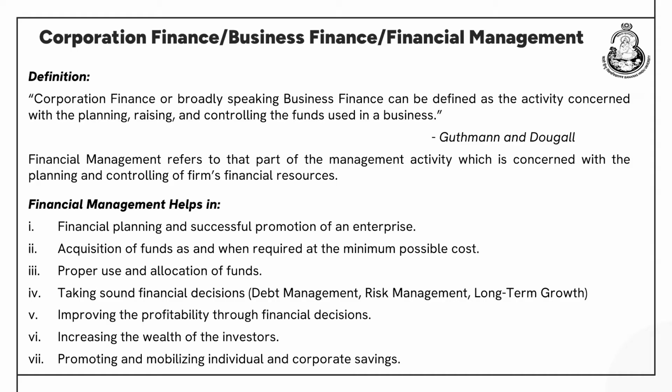Okay. And financial management refers to that part of management activity which is concerned with the planning and controlling of the firm's financial resources. The resources are scarce. They are not available in unlimited quantity. Always the demand is more and the supply is less as far as the resources are concerned, and that is why they need to be controlled and utilized in an effective way. Now financial management helps in, so what does it help? Financial planning and successful promotion of an enterprise. As already discussed in the previous slide, financial planning is very important.